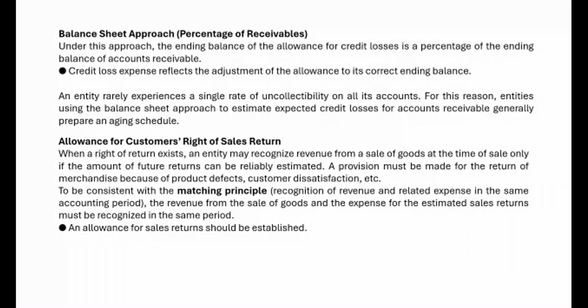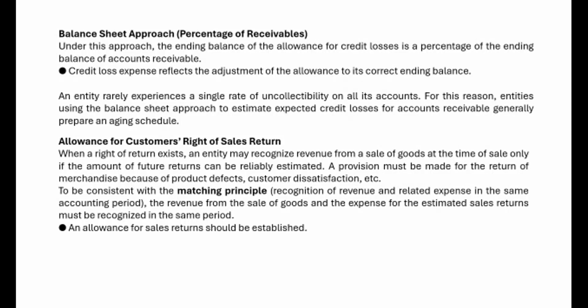Balance sheet approach, percentage of receivables. Under this approach, the ending balance of the allowance for credit losses is a percentage of the ending balance of accounts receivable. Credit loss expense reflects the adjustment of the allowance to its correct ending balance. An entity rarely experiences a single rate of uncollectability on all its accounts. For this reason, entities using the balance sheet approach to estimate expected credit losses for accounts receivable generally prepare an aging schedule.